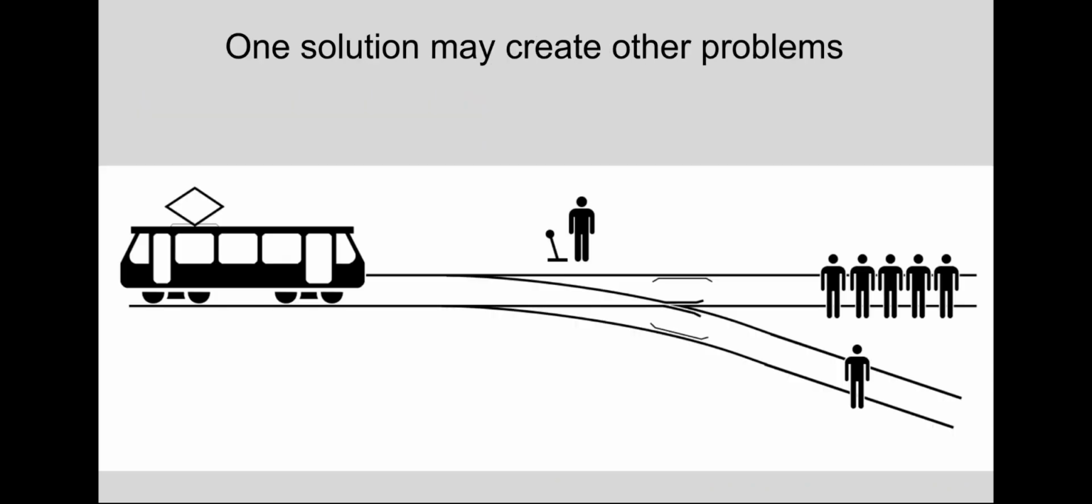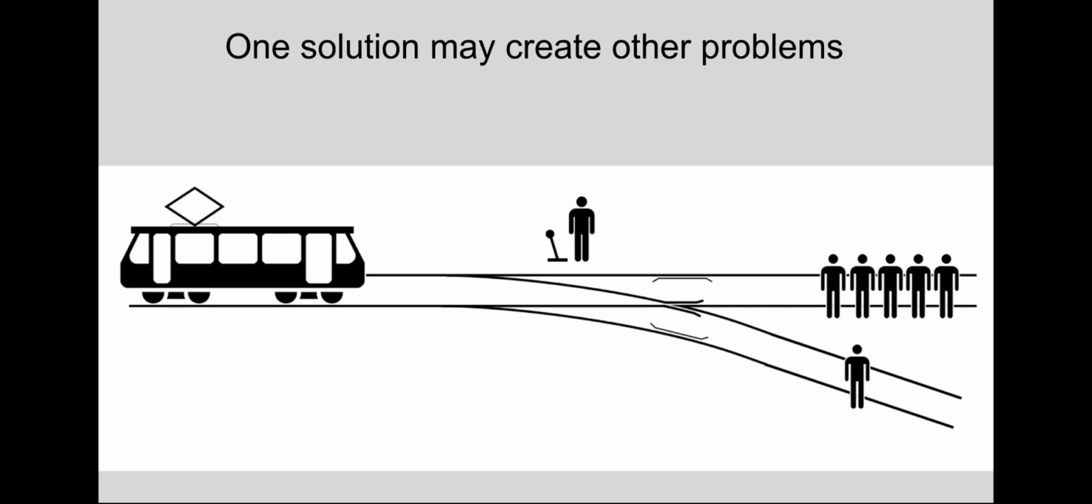So, looking at that, we need to find what the solution is to the problem. One solution may create other problems, so we need to be careful of the domino effect. Finding a problem and implementing a solution may affect other areas of the organization, and may create more problems.